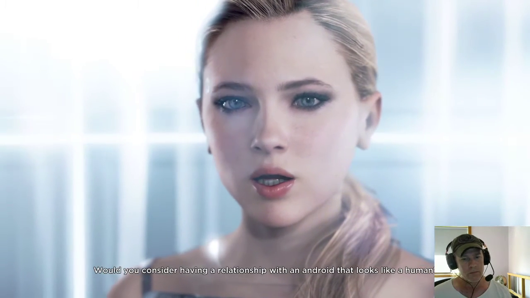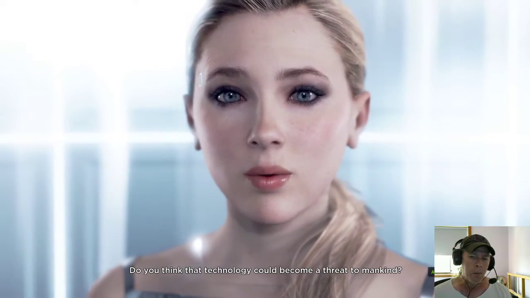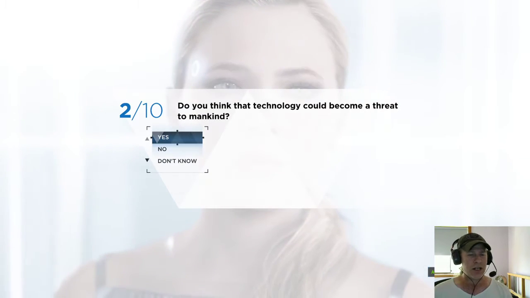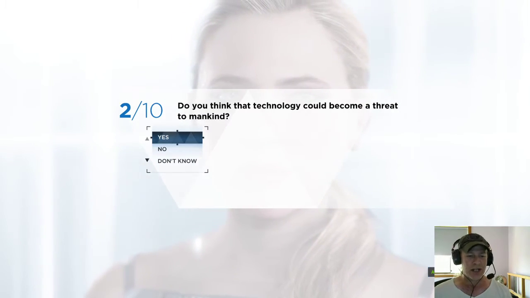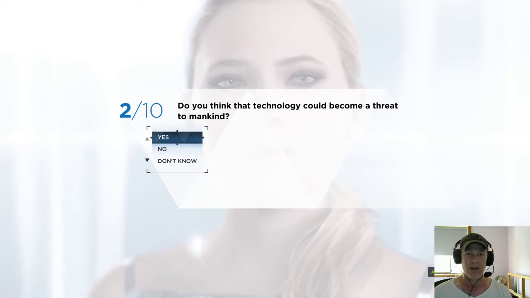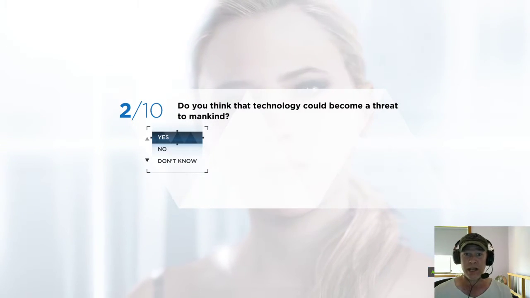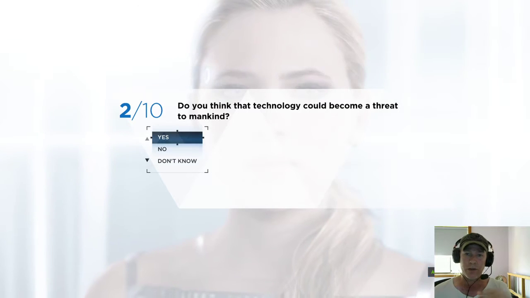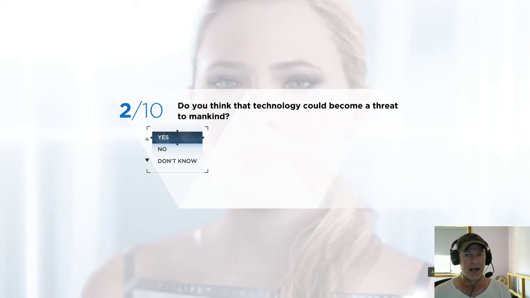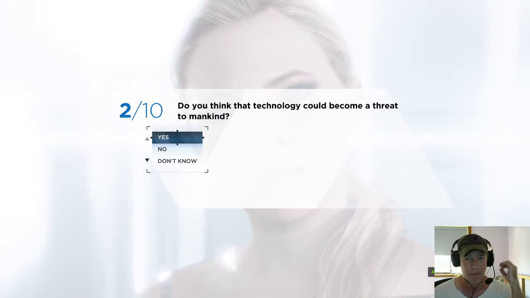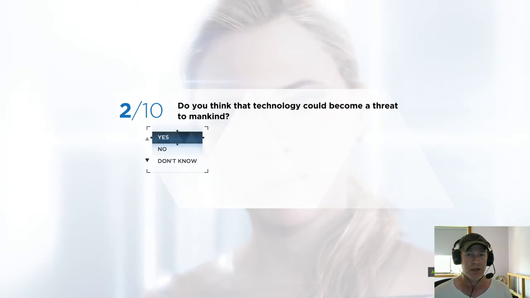Would you consider having a relationship with an android that looks like a human? No. Do you think that technology could become a threat to mankind? Good question. Very, very good question. Time and again, we have seen how technology can be a massive threat to mankind. Case in point, nuclear weapons. When technology gets that much out of control, nuclear weapons is one. Drones are another one. That can be a massive threat, at least to maintaining stability and peace.